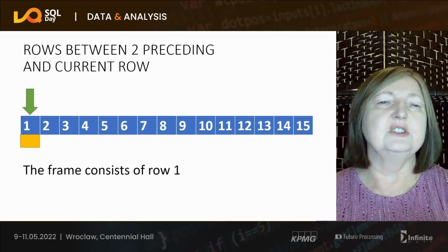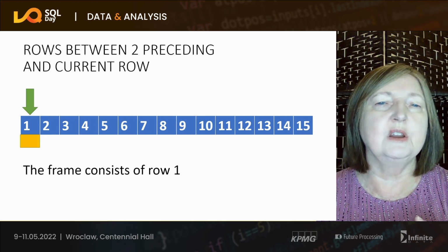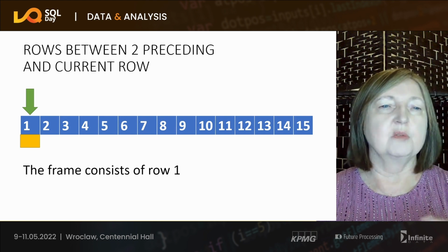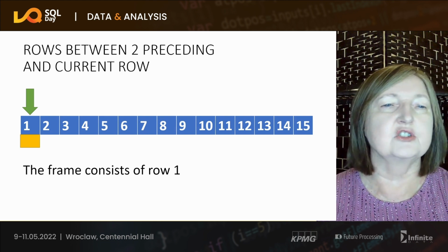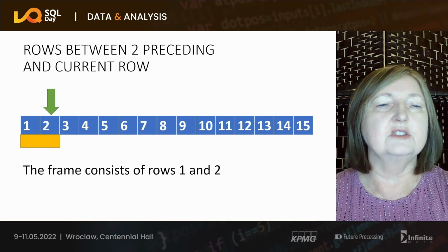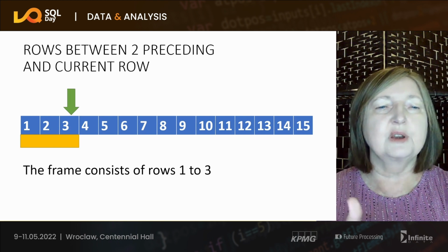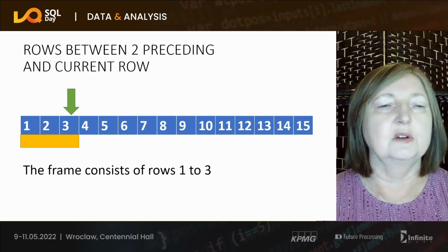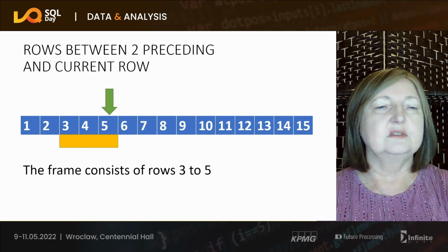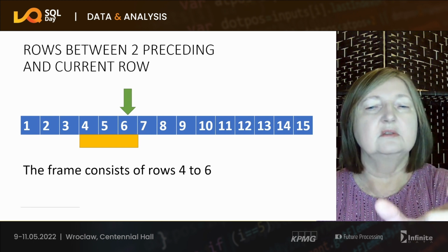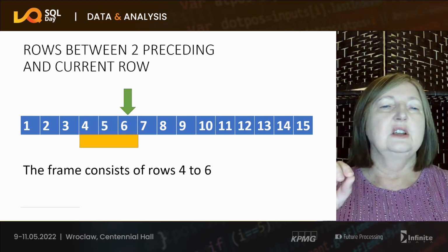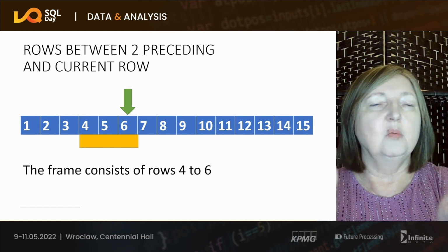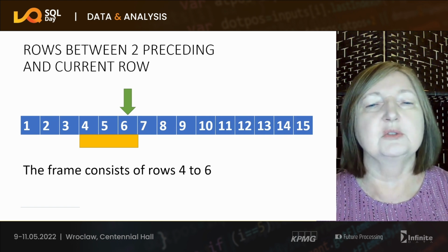There's also some syntax, rows between some number preceding and current row. So in this case, I'm looking at just one row. Then I'm looking at 2 rows. Then 3 rows. Now here's the point where this is as big as my window is going to get. So then it starts moving. Okay, so this is that 3-month moving average or a week moving average, things like that you'll see.